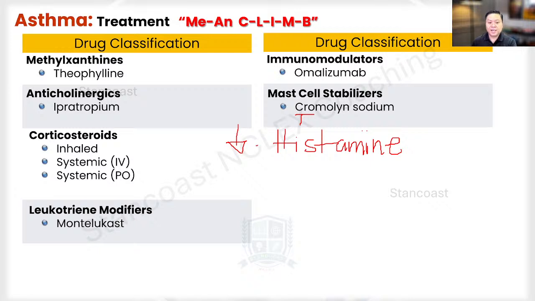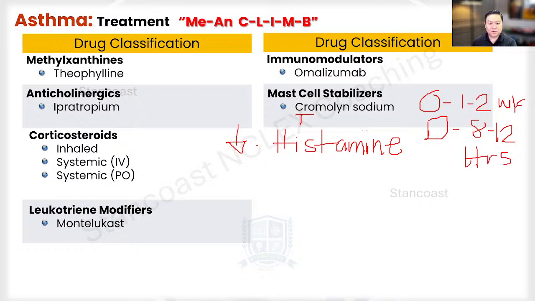Okay. Now, this will also work very slow. So the onset of this medication can be within 1 to 2 weeks. And the duration of action is somewhere between 8 to 12 hours.